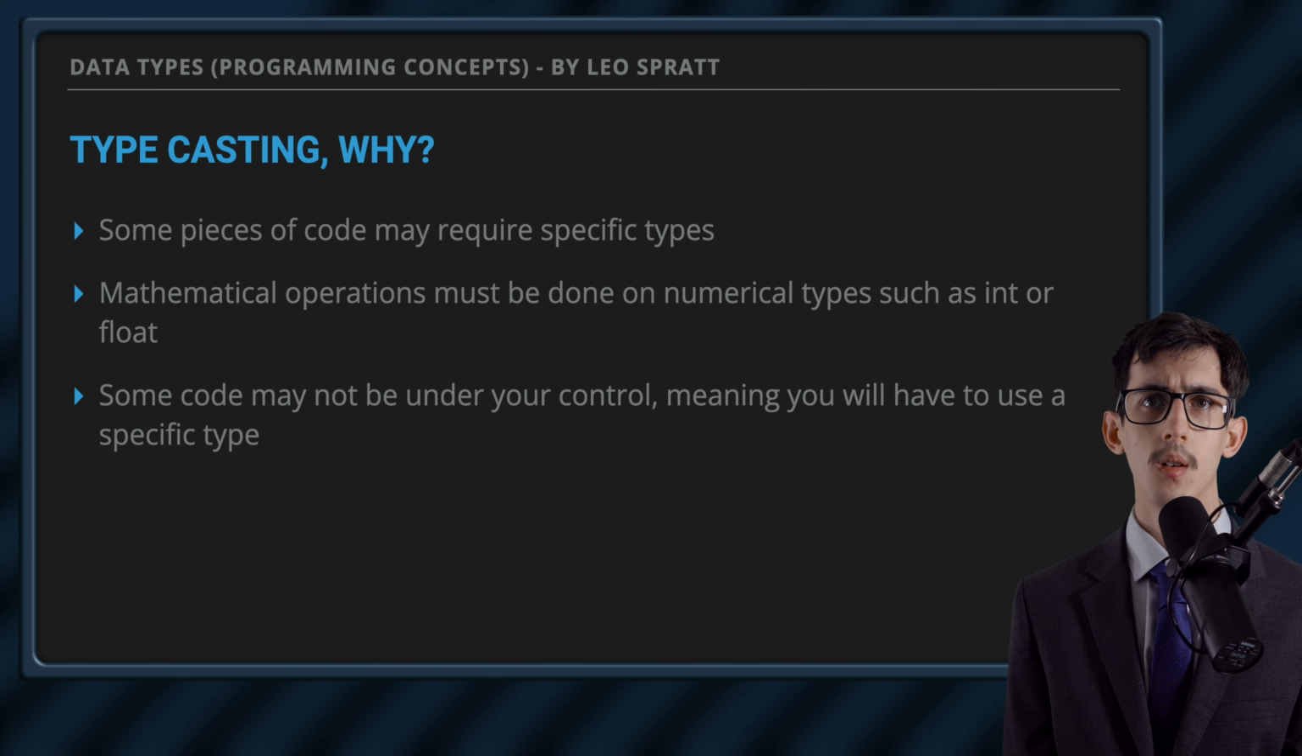You may be asking why we need typecasting. In some circumstances, certain pieces of our code will require a specific type. For example, if we wanted to perform some mathematical operations on a string, we would first need to convert it into either a float or an integer type. We might also be using some code that is not under our control that may expect a certain data type to be used.